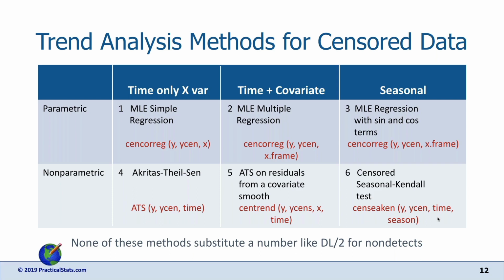Statisticians have been using methods for censored data for decades, but we are not as familiar with them in the environmental sciences. And there's one here for doing the seasonal Kendall test with censored data.